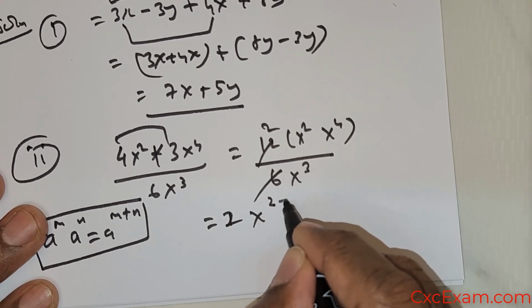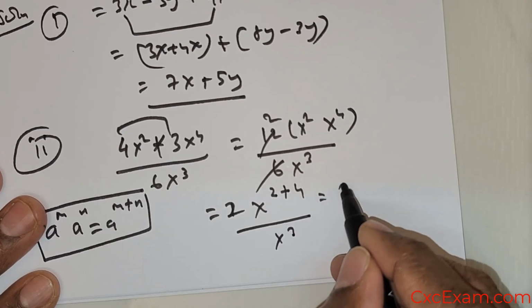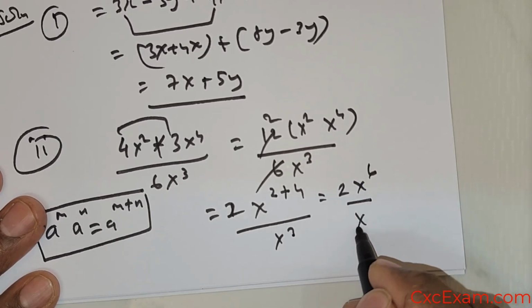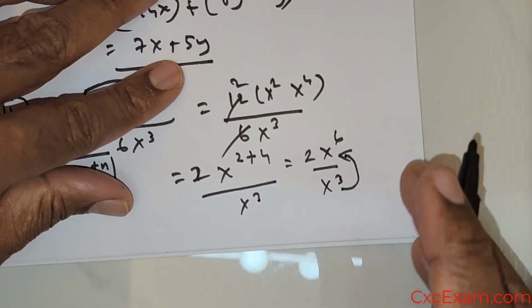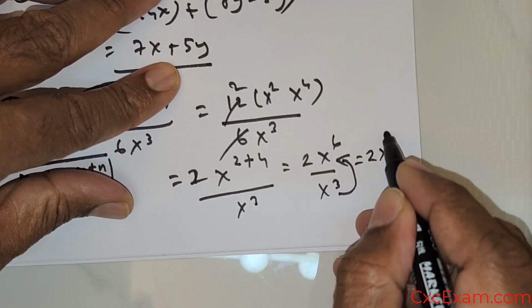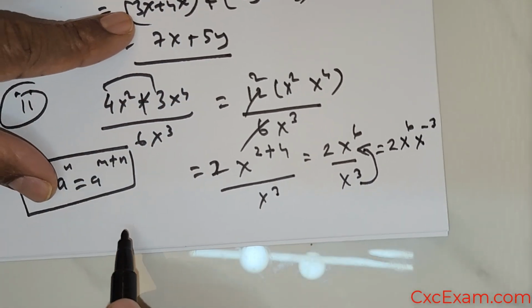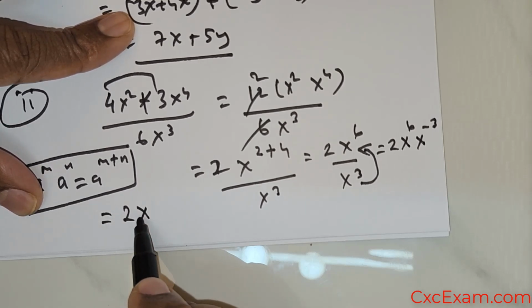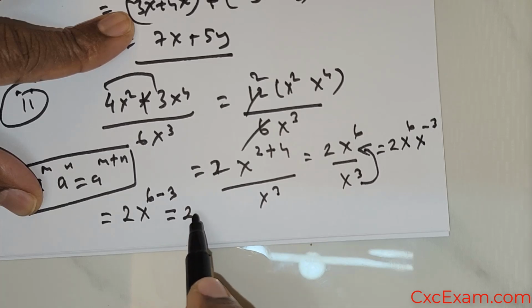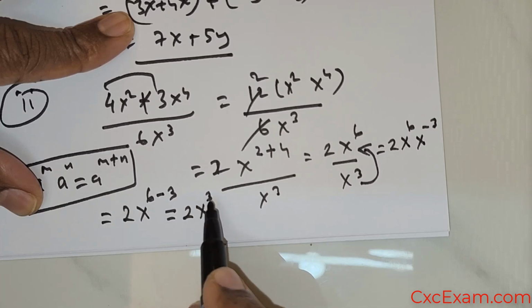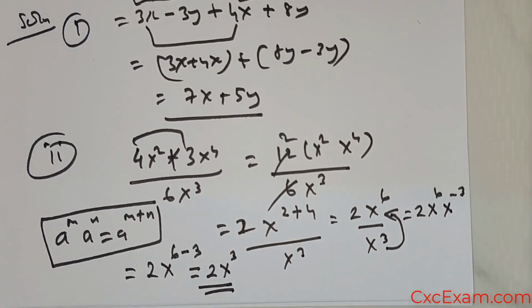This is x raised to the power of 2 + 4 divided by x raised to the power of 3, which is 2 times x raised to the power of 6 divided by x raised to the power of 3. I want to move this to the numerator, so I will have 2 times x raised to the power of 6 times x raised to the power of -3. Applying the same formula, this is going to be 2 times x raised to the power of 6 added with -3, which will give me 2 times x raised to the power of 3. So this is the solution for this question. Let's move on to the next one.